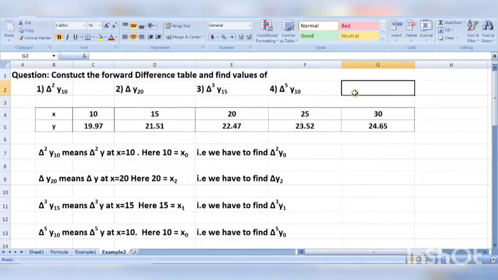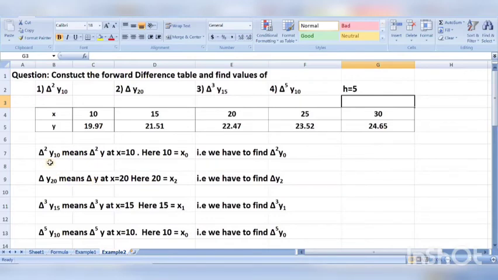So here we can say that h equals 5. This means these values of x are equidistant and we can construct a forward difference table. Now we will name these values: x0 equal to 10, x1 equal to 15, x2 equal to 20, x3 equal to 25 and x4 equal to 30. So as per the example, n equals 4 here.